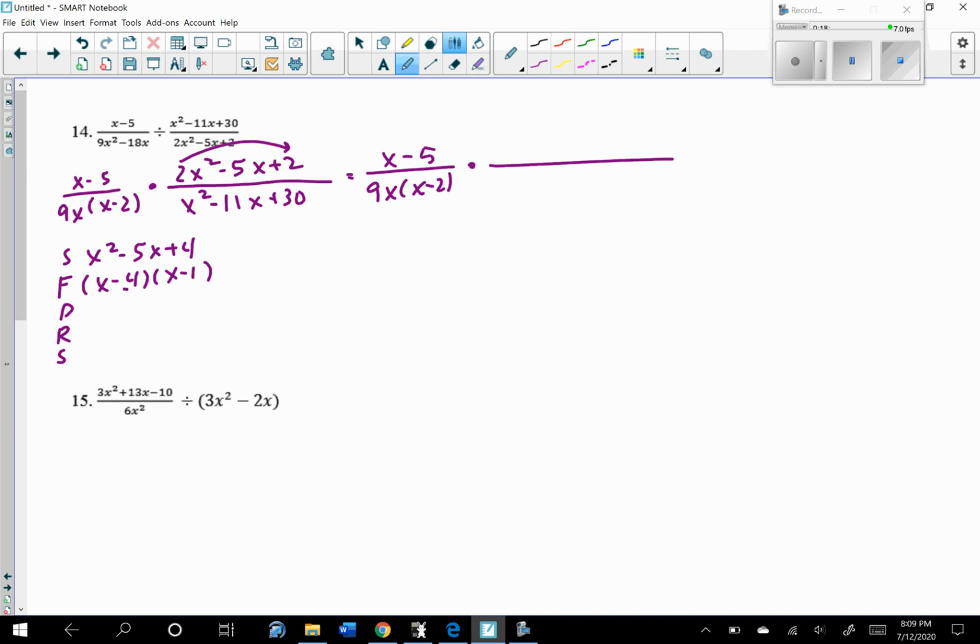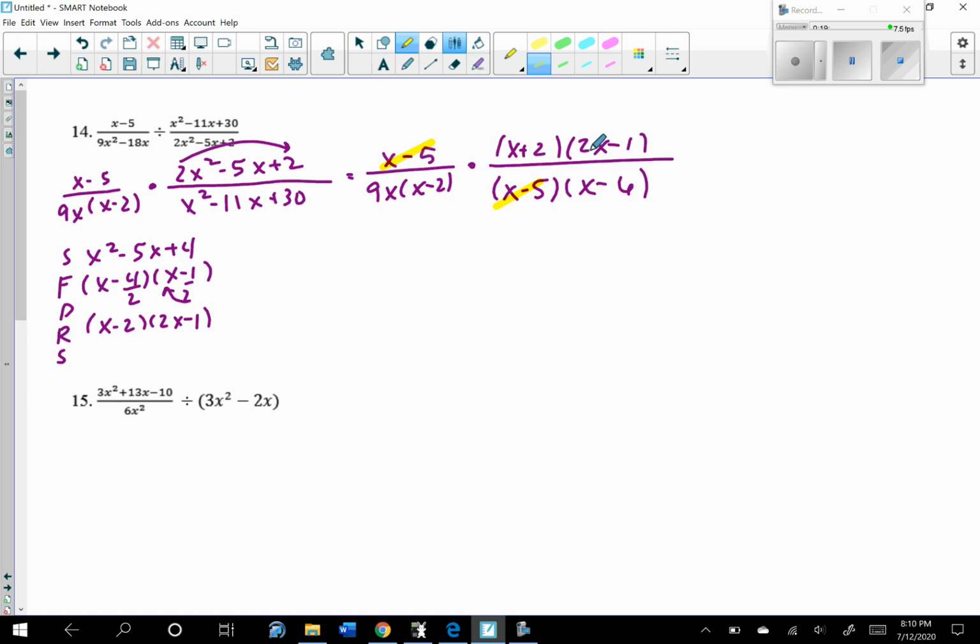Divide by what we moved, so that was the 2. Reduce. So this becomes x minus 2, and then if it doesn't reduce, swing that number in front, so 2x minus 1. So x minus 2 times 2x minus 1. And then down here, we want factors of 30 that add up to negative 11, so 5 and 6, so x minus 5 times x minus 6. Now that I have it factored, I can go ahead and cancel out common factors. The x minus 5s are common.